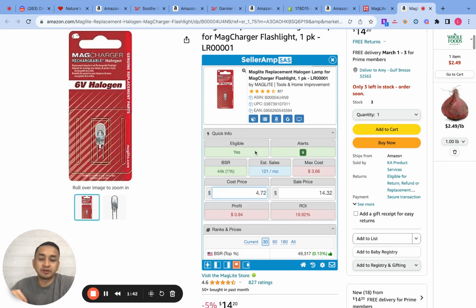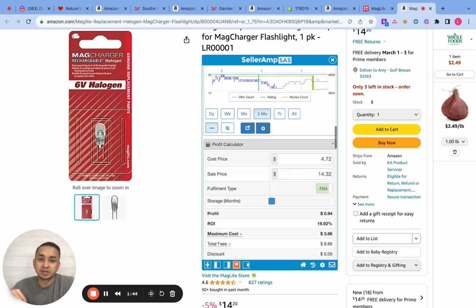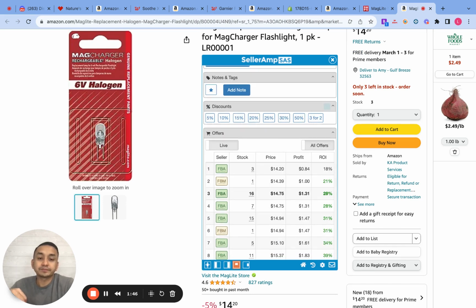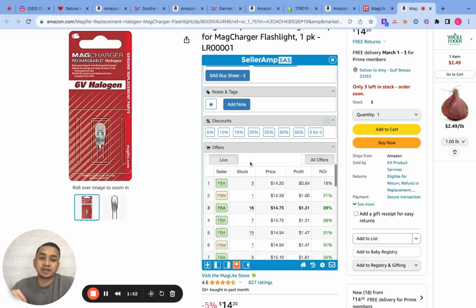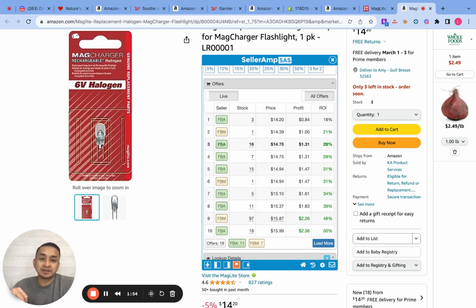So from here, I usually go to the bottom of the page. I look at the other sellers on the listing, on their offers, and then I decide, right? I decide if I'm okay with sharing 121 sales a month with these other sellers. So there's 18 other sellers here. There's 121 sales a month.